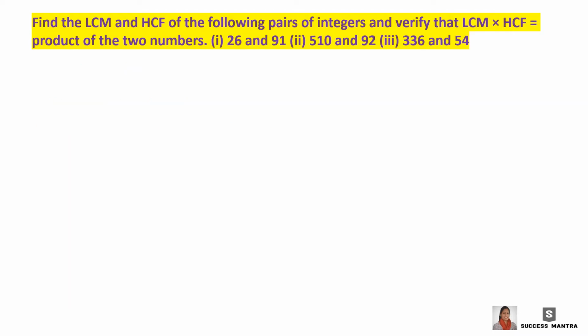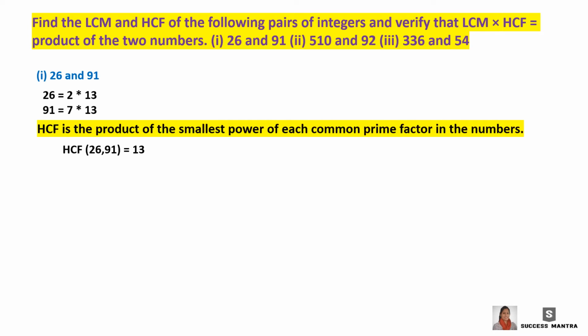So moving on to the second question, find the LCM and HCF of the following pairs of integers and verify that LCM into HCF is equal to product of the two numbers. First 26 and 91, then 510 and 92, then 336 and 54. First we take the factors of each number, then we find the HCF. So HCF is the product of the smallest power of each common factor in the numbers.